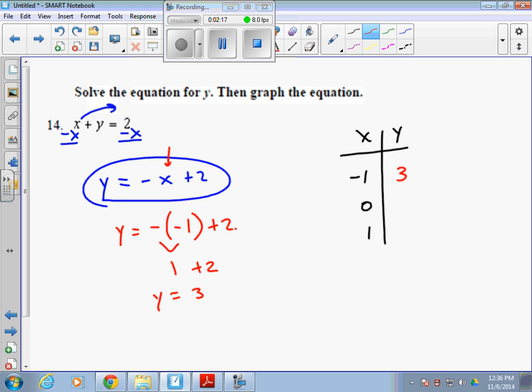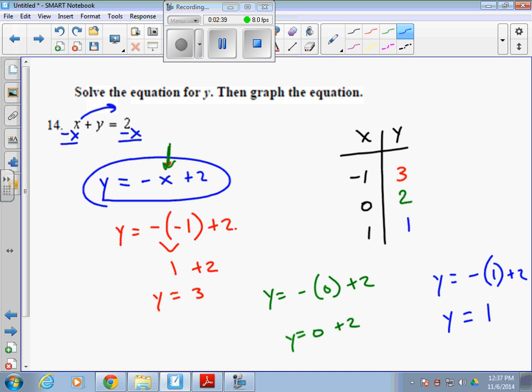If we plug in 0 in place of that same x, now we have y equals negative 0 plus 2. It doesn't matter if 0 is positive or negative. It's still 0 plus 2. Y's value is 2. And then when we plug in the value 1, y equals negative 1 plus 2, y equals 1. So we have 3 points right there. We have 3 ordered pairs, and we could graph all 3 of them.